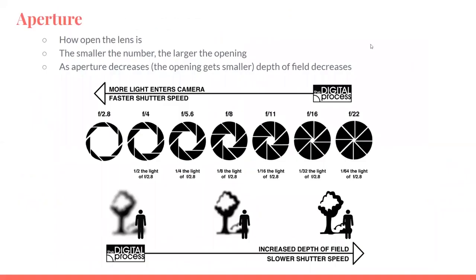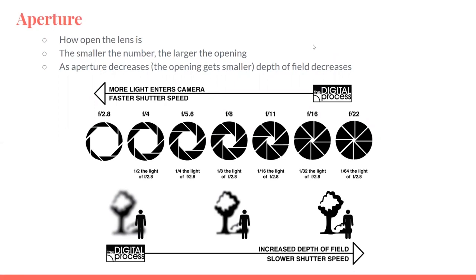So what is aperture? Aperture is how open the lens is. As you can see in the diagram, the lens, the hole through which the light actually comes through, can change in size, and that's the aperture. So the smaller the number of the aperture, the larger the opening of the lens. It seems kind of counterintuitive, but that's how it works.